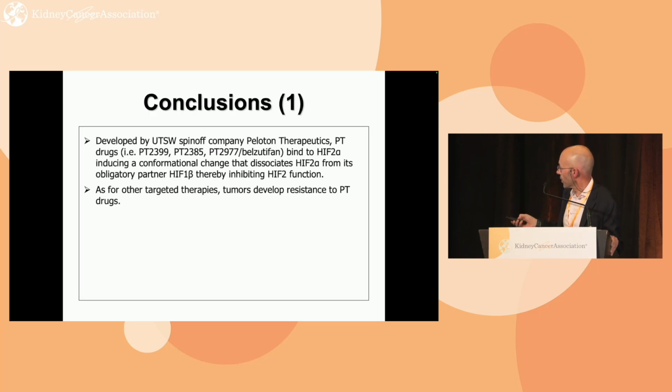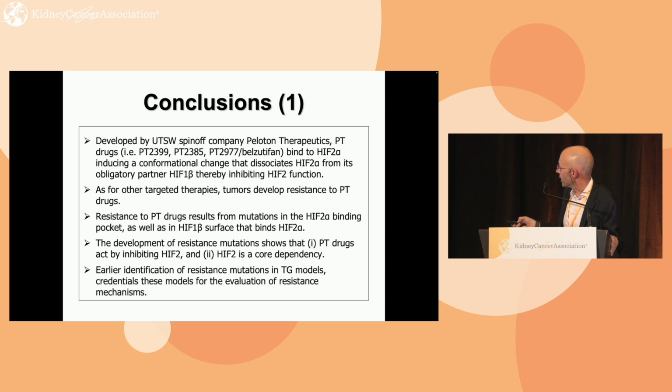So the conclusions for this first part of the talk is that these PT drugs bind HIF-2, induce a conformational change, dissociate HIF-2 from HIF-1 and inhibit HIF-2 transcription. As for other targeted therapies, tumors develop resistance to these drugs. Resistance results from mutations in the binding pocket or in the surface between HIF-1 and HIF-2. And the development of resistance mutation shows that these drugs act by inhibiting HIF-2 and that HIF-2 is a core dependency. Finally, this shows that tumor graft models can predict resistant mechanisms in patients, which is going to be important for the second part of the talk.